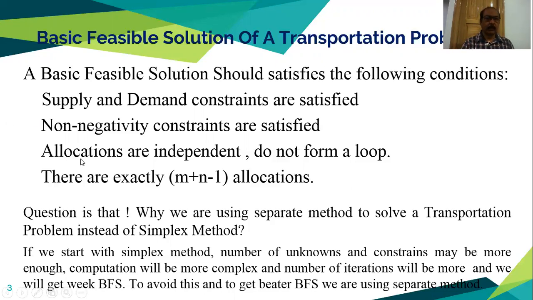Now, allocations are independent, do not form a loop. If the allocations form a loop, then it is called dependent. And when they are not forming a loop, that we learned in the last class, and the number of allocations should be m plus n minus 1.